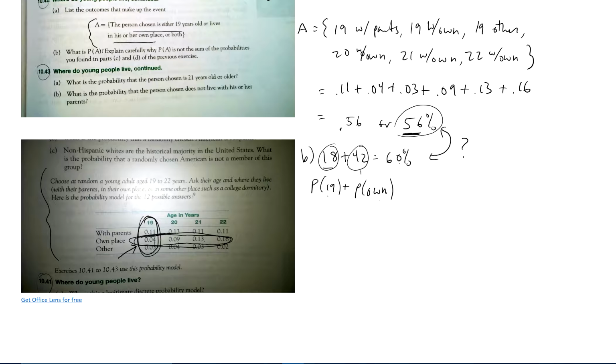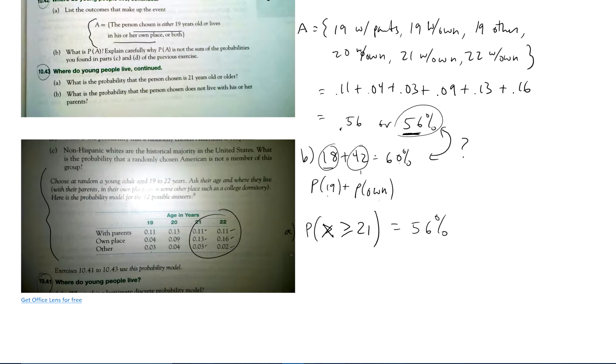Okay, 43. What is the probability the person chosen is 21 or older? Probability that the person, let's call him X, is greater than or equal to 21. Okay, let's do some cleaning up here. Well, greater than or equal to 21 is all of those. So it's going to be 11, 24, 27, 38, 54, 56. If I added all those up correctly, right?